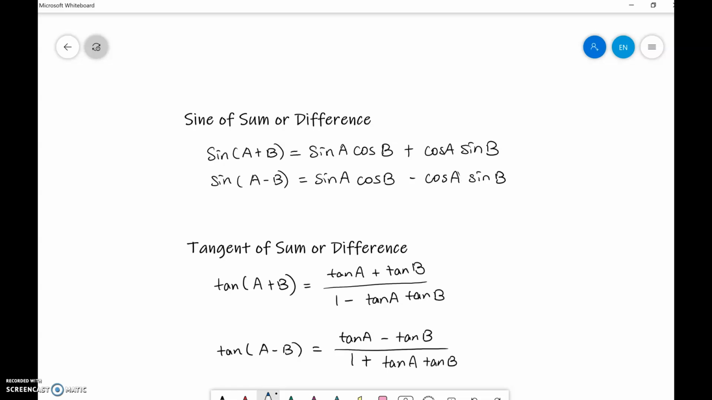Sine of sum or difference identities. We have sine of a plus b, which is sine of a cosine of b plus cosine of a sine of b. Sine of a minus b is the same with a subtraction sign. Tangent of sum or difference formula, we have tangent of a plus b, which is tangent of a plus tangent of b over 1 minus tangent of a times tangent of b. For the subtraction one, we're just changing the sign.